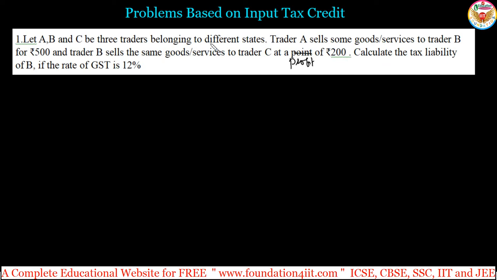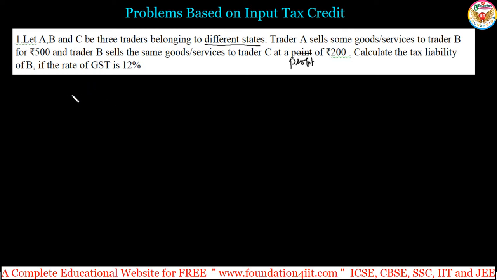They mention the word three members belong to three different states. So one state to another state. That means integrated GST should be calculated. Okay, there is no central tax and state tax, only integrated GST. Let us see this question step by step. So it is an interstate transaction, because of two different states.